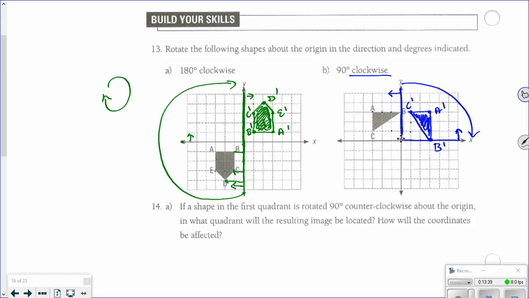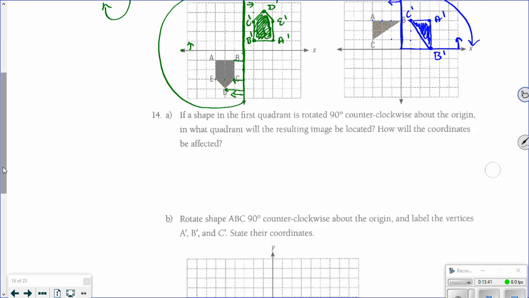Okay, so the next little part is just asking you how would the coordinates change. So if a shape in the first quadrant is rotated 90 degrees counterclockwise about the origin, in what quadrant will the resulting image be located? How will the coordinates be affected? We're going to ignore this how will the coordinates be affected for now, because that's this general kind of change. We'll look at it with coordinates in part B.